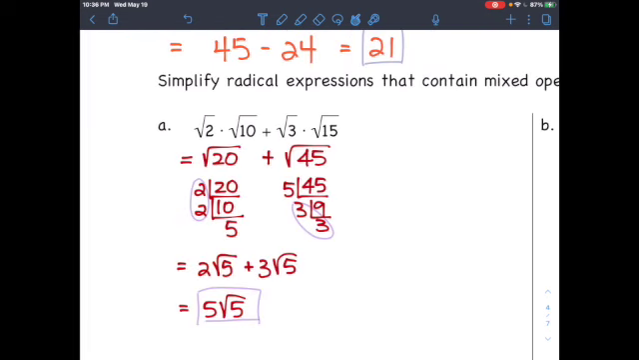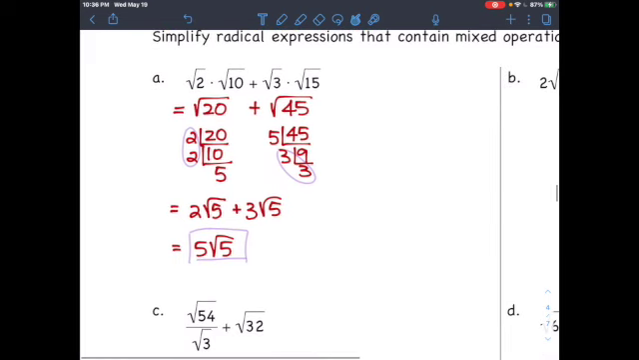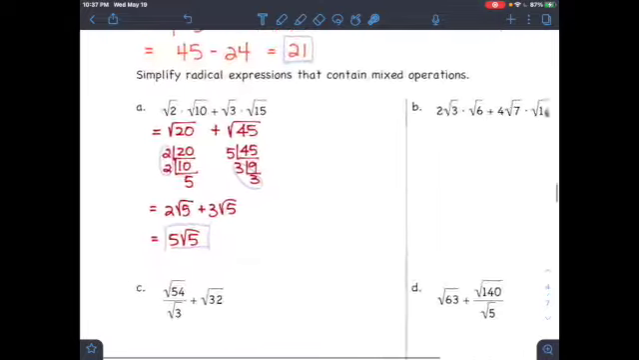So for the next section, simplify radical expressions that contain mixed operations, we have letter A right here. 2 root 2 times root 10 will give me root 20. And then plus root 3 times root 15 gives me root 45. The reason I did that first is because of order of operations, I take care of the multiplication part first. Then I break down root 20, which you guys have done before. Break it down, which is going to be 2 root 5. And break down the root 45, that is going to be 3 root 5. And notice I have the root 5 and the root 5. And so therefore, the coefficients get added. So therefore, it's 5 root 5. And that is letter A.